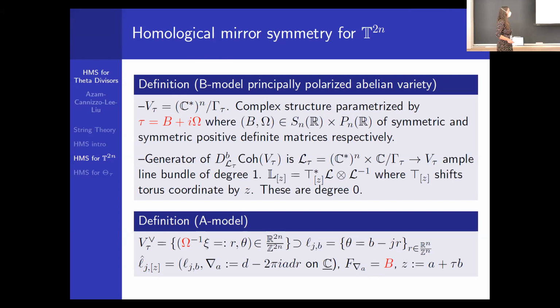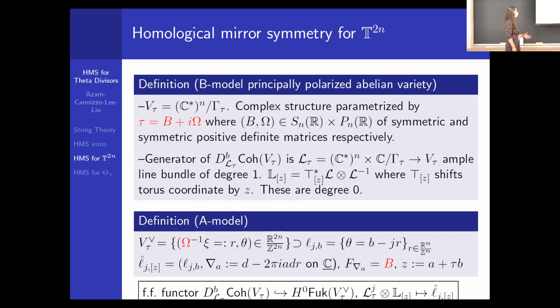So we have Lagrangians, and they come equipped with a flat connection on the trivial line bundle on them. And the curvature of that one is this B here. So this slope is related to omega, and the curvature of the connection is related to B. All right, so there's a fully faithful functor from dB-co to the Fukaya category, which takes the degree J line bundle multiplied by this shift, and that's mirrored to the slope J Lagrangian translated by this Z. So that's the correspondence for abelian varieties.